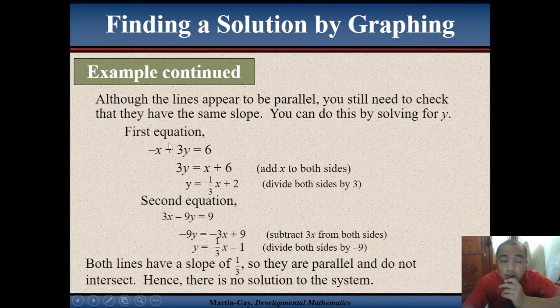Negative a over b dyan, no? Negative 1 over 3, 1/3. Negative 3 over negative 9, 1/3. Yes. So both lines have a slope of 1/3, so they are parallel and do not intersect. Hence, there is no solution to the system. So parallel lines do not have a solution.